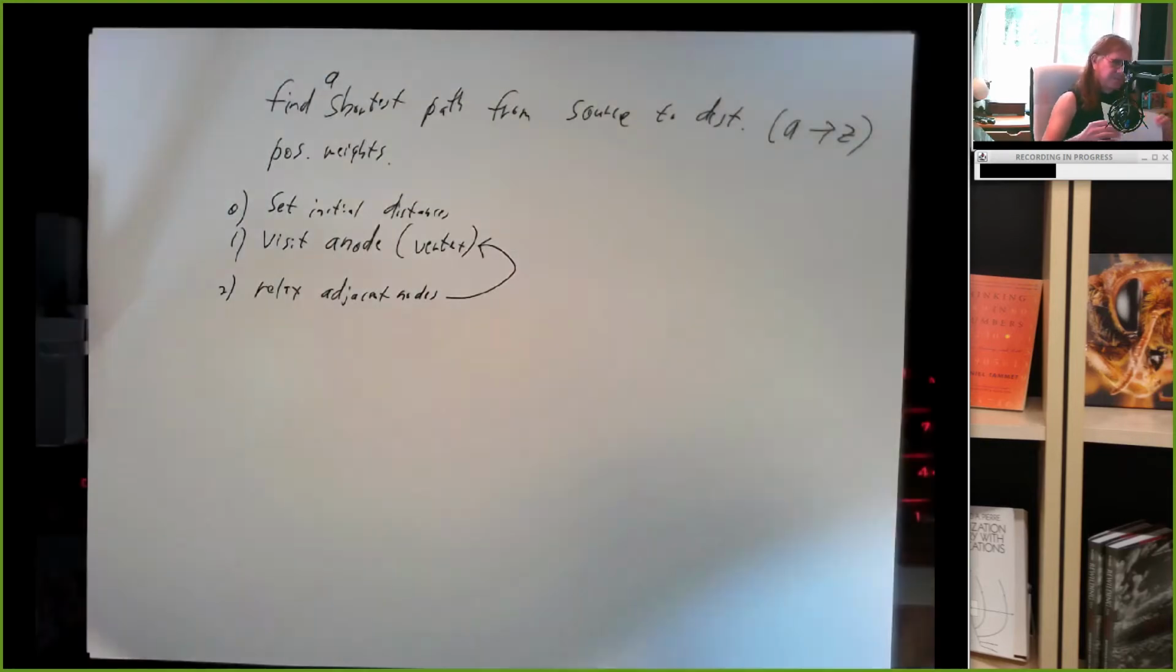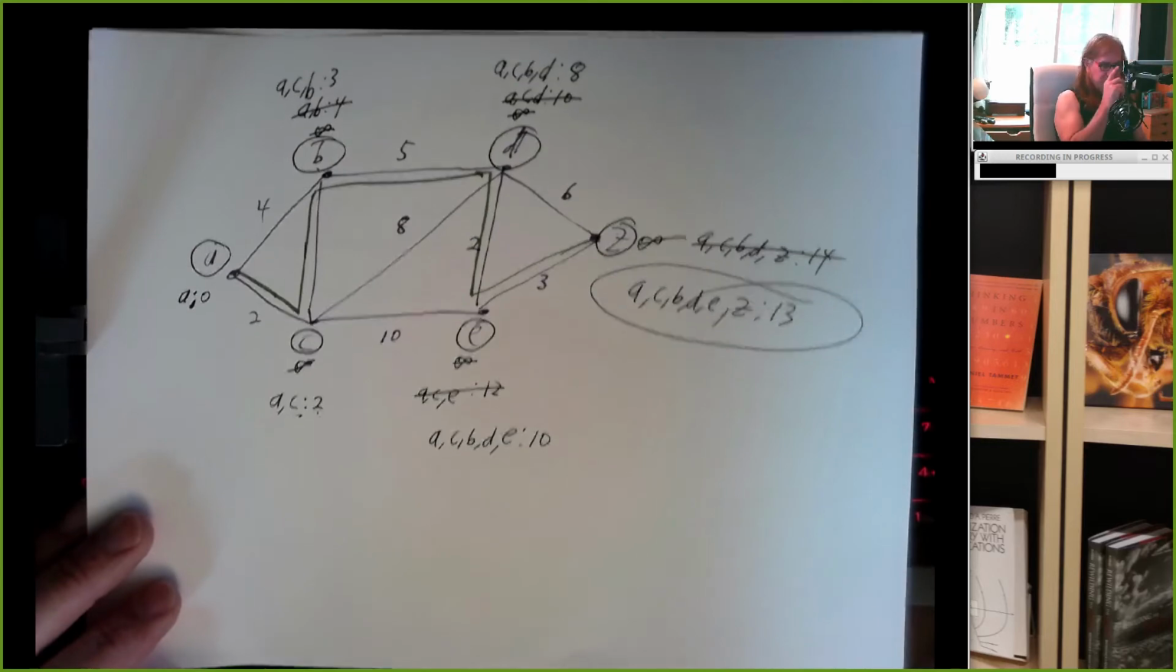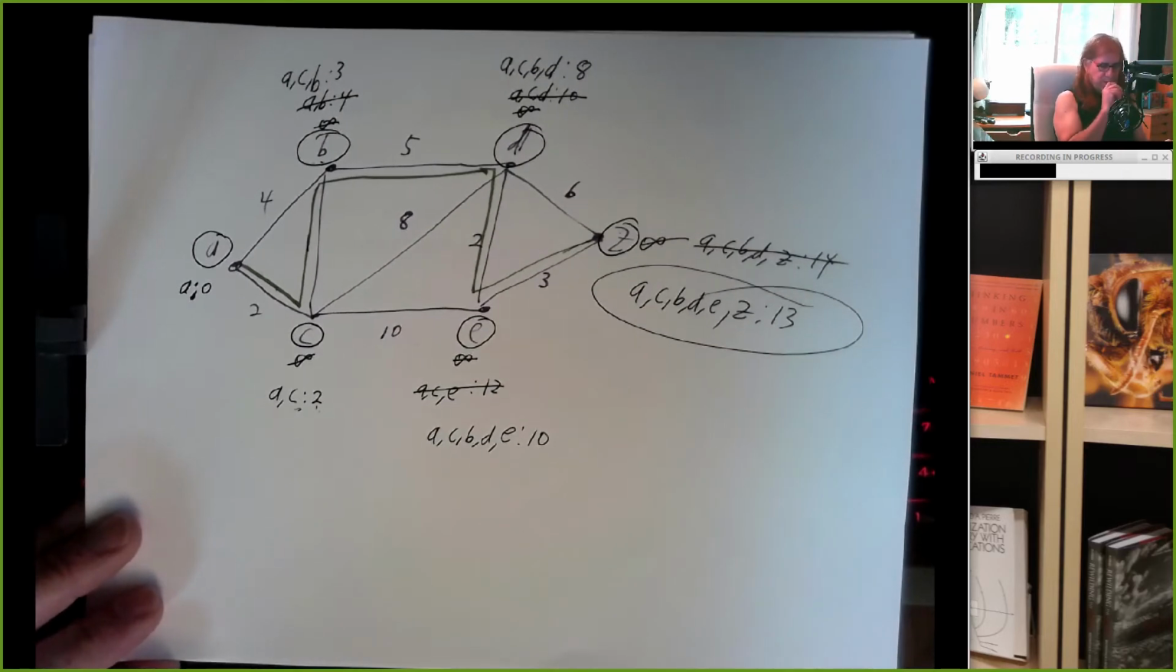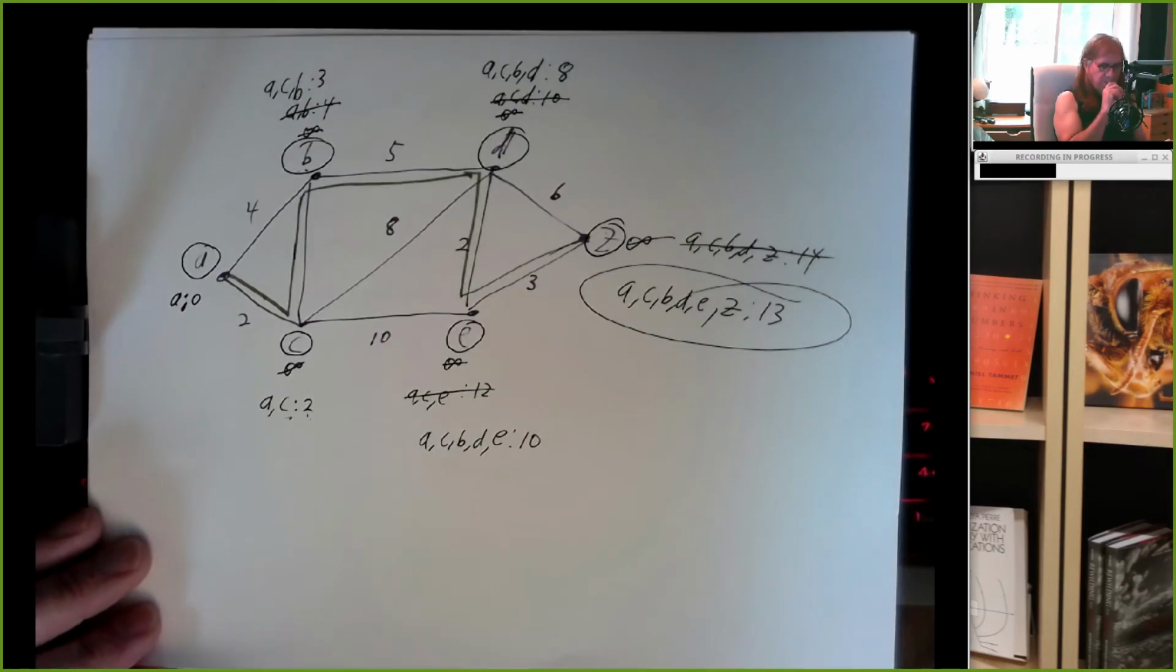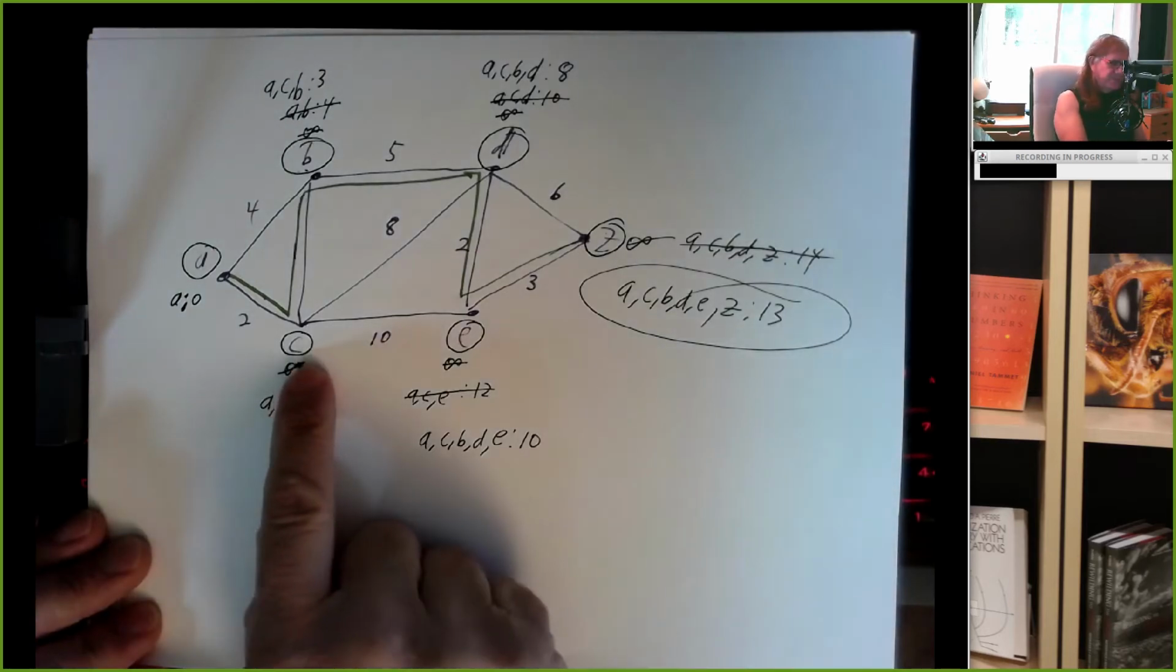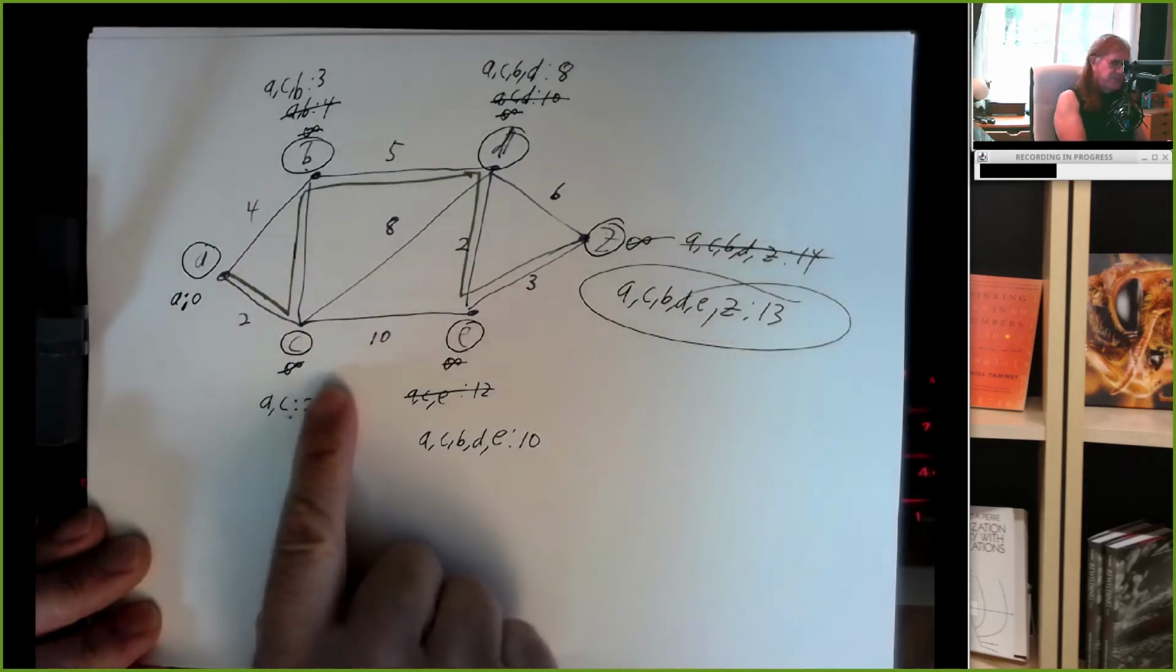So realistically, we're just going from the starting point and eliminating path A to B because that's 4 and path A to C is 2. So obviously that would be a better path going that direction. Once we've circled C, we know that we've got a shortest path, which is going to be A to C.